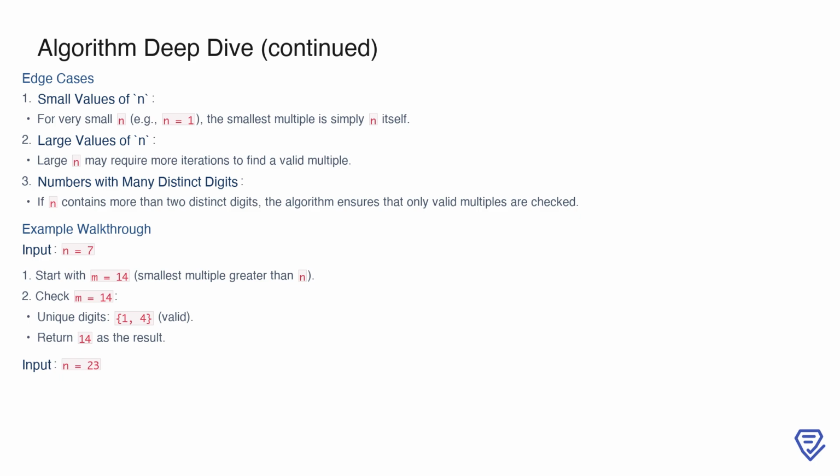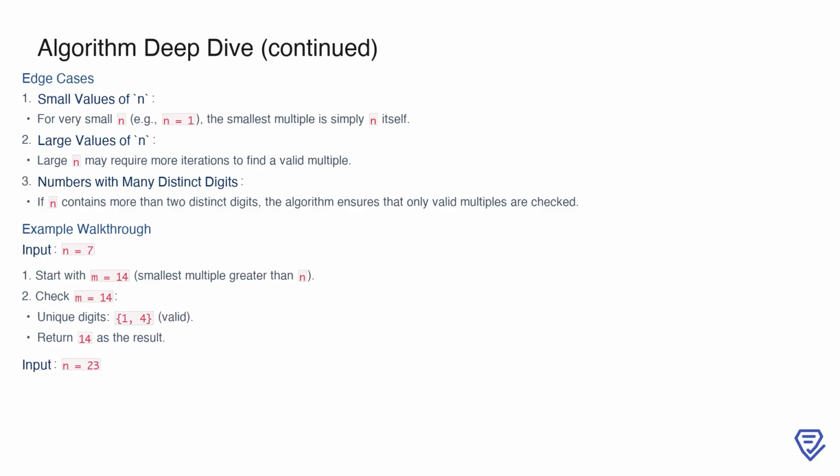When considering edge cases, we start with small values of n, such as n equal to 1. In this case, the smallest multiple is simply n itself, as it already satisfies the condition. For large values of n, the algorithm may require more iterations to find a valid multiple, particularly if n contains digits that lead to less common combinations. Another edge case arises when n contains more than two distinct digits. Here, the algorithm ensures that only valid multiples are checked, as the condition of having exactly two distinct digits is built into the process.